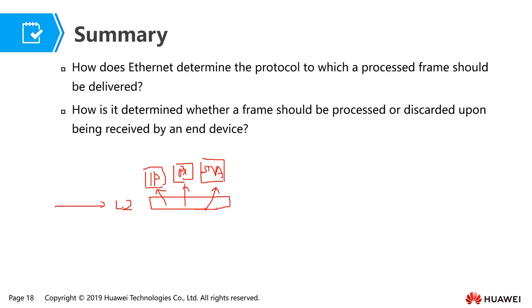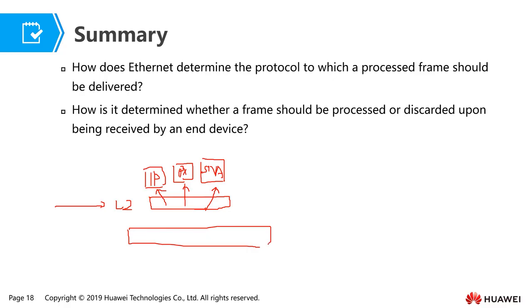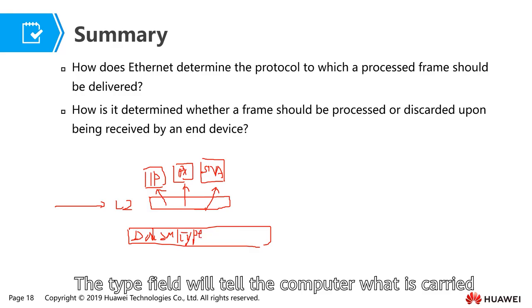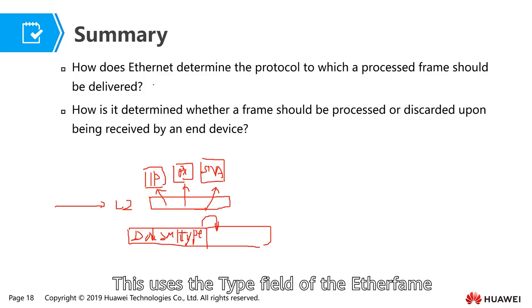Use what? Use the fields in the Ether frame. Which field? The destination MAC address and the source MAC address, and then there's a type field. The type field will tell the computer what upper layer is carried in this frame. So this uses the type field of the Ether frame.